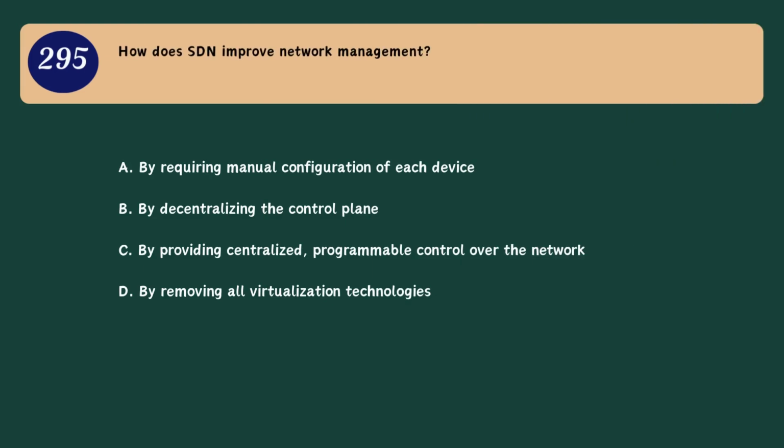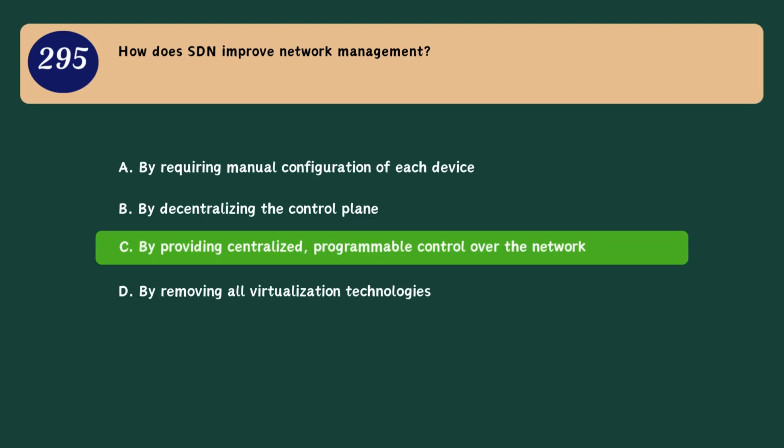Question 295. How does SDN improve network management? A. By requiring manual configuration of each device. B. By decentralizing the control plane. C. By providing centralized, programmable control over the network. D. By removing all virtualization technologies.